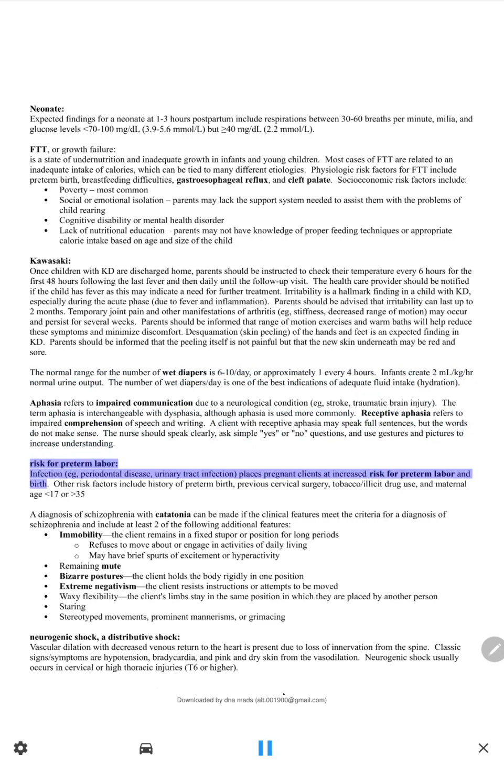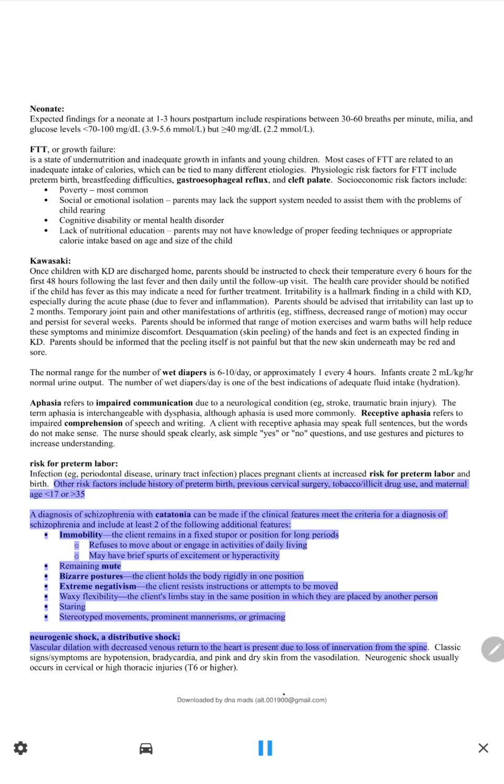Risk for preterm labor. Infection (e.g., periodontal disease, urinary tract infection) places pregnant clients at increased risk for preterm labor and birth. Other risk factors include history of preterm birth, previous cervical surgery, tobacco, illicit drug use, and maternal age less than 17 or greater than 35.